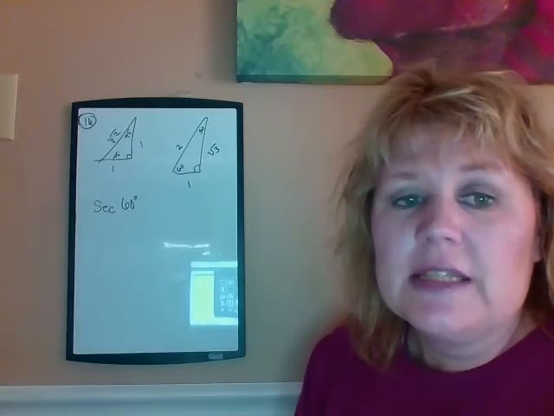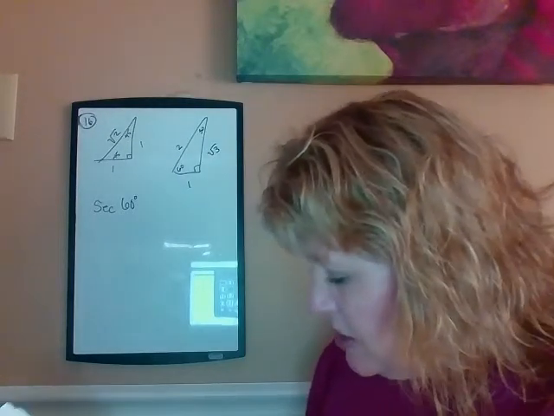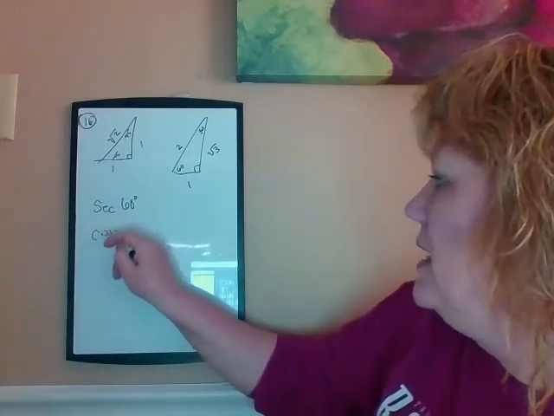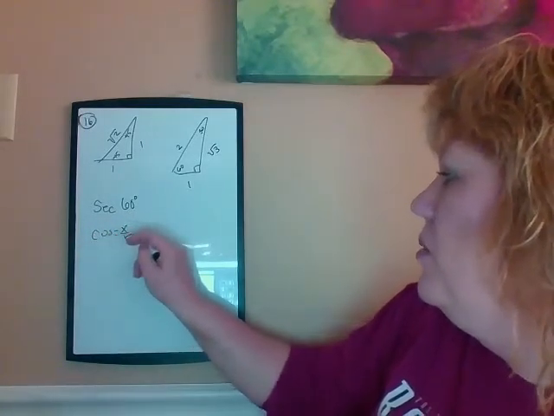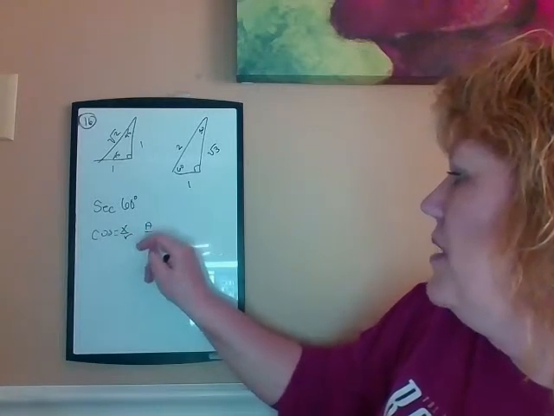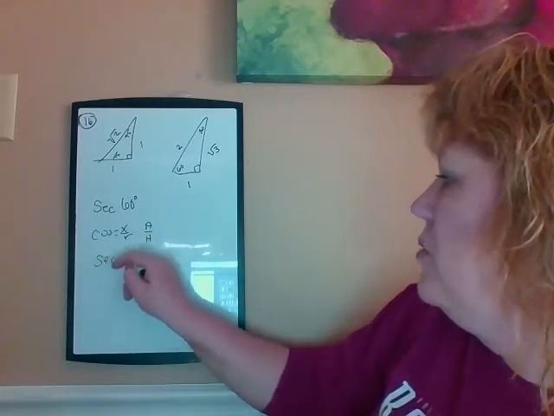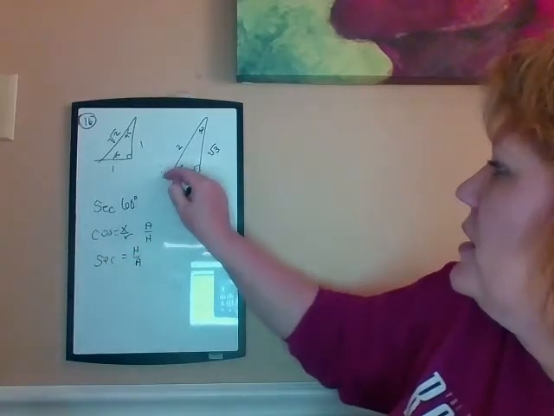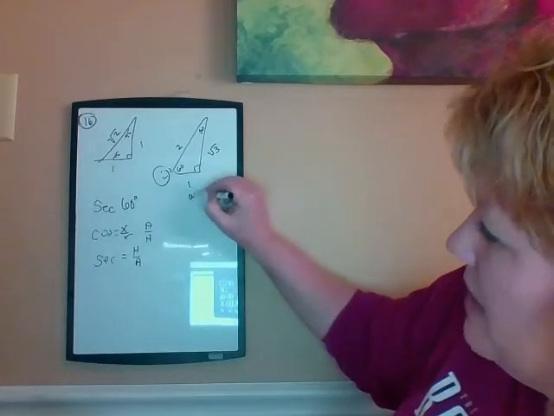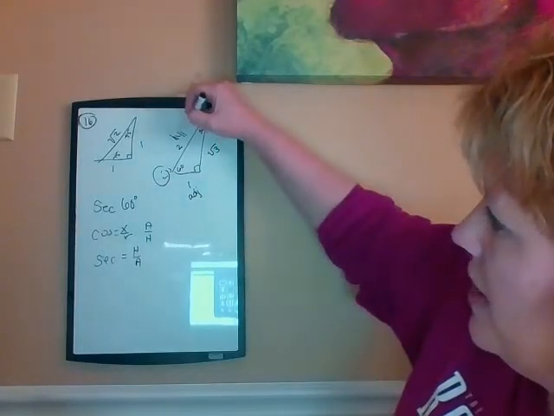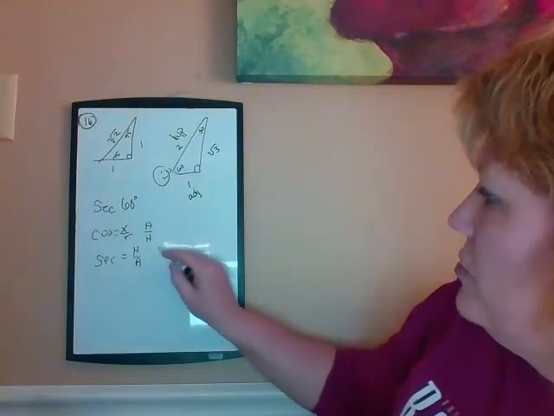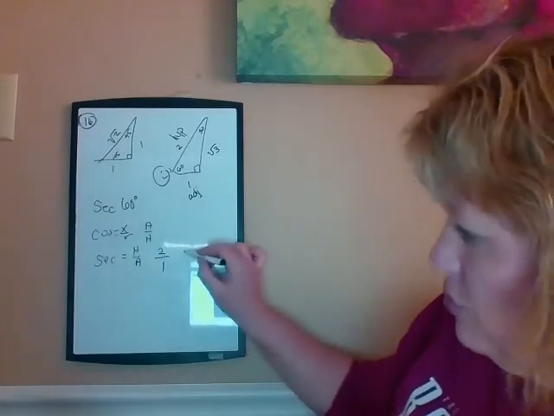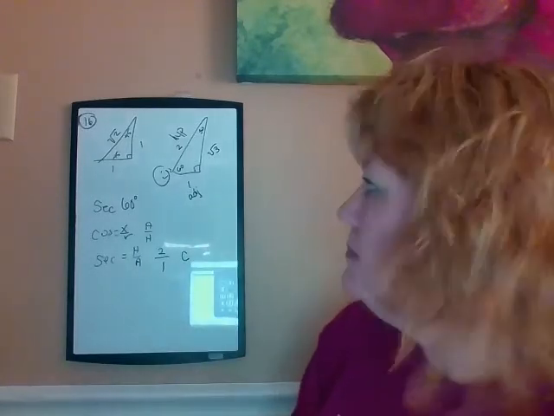Okay, number 16 asks us to find the secant of 60 degrees. Well, the secant is the reciprocal of the cosine. So I know that the cosine is x over r, or it is adjacent over hypotenuse. So the secant is going to be hypotenuse over adjacent. So here I am at 60 degrees, and if I'm sitting here, this is my adjacent, and this is my hypotenuse. So I want the hypotenuse, which is 2, over the adjacent, which is 1. So that's going to be answer choice C for number 16.